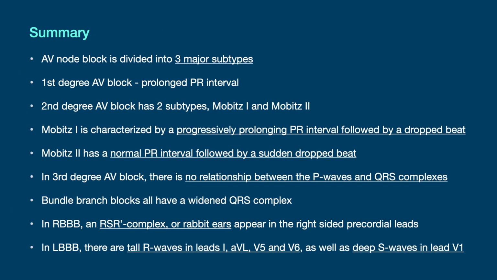So let's summarize. AV node block is divided into 3 major subtypes. First degree AV block, which is simply a prolonged PR interval. Second degree AV block, which has 2 subtypes, Mobitz 1 and Mobitz 2. Mobitz type 1 is characterized by a progressively prolonging PR interval followed by a dropped beat, and Mobitz 2 has a normal PR interval followed by a sudden dropped beat.